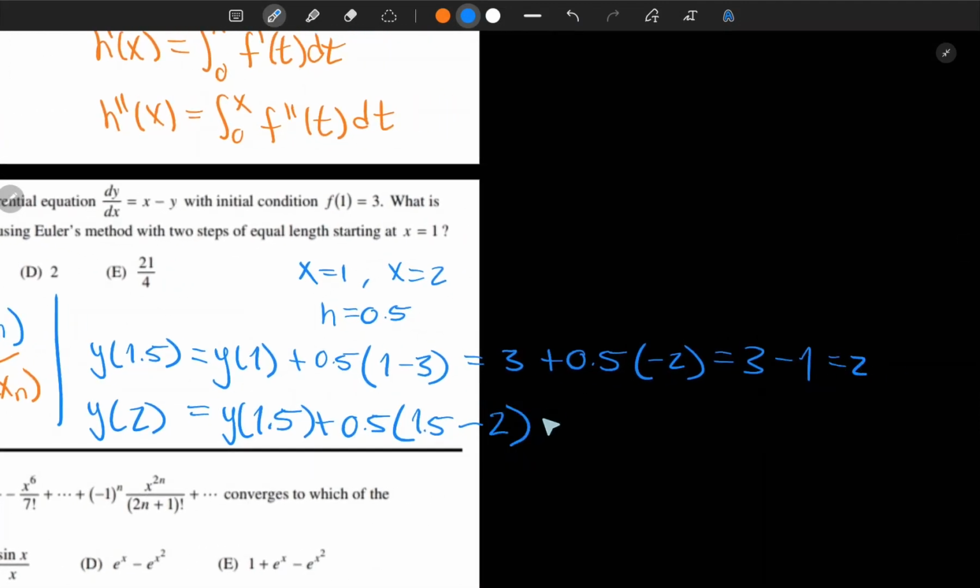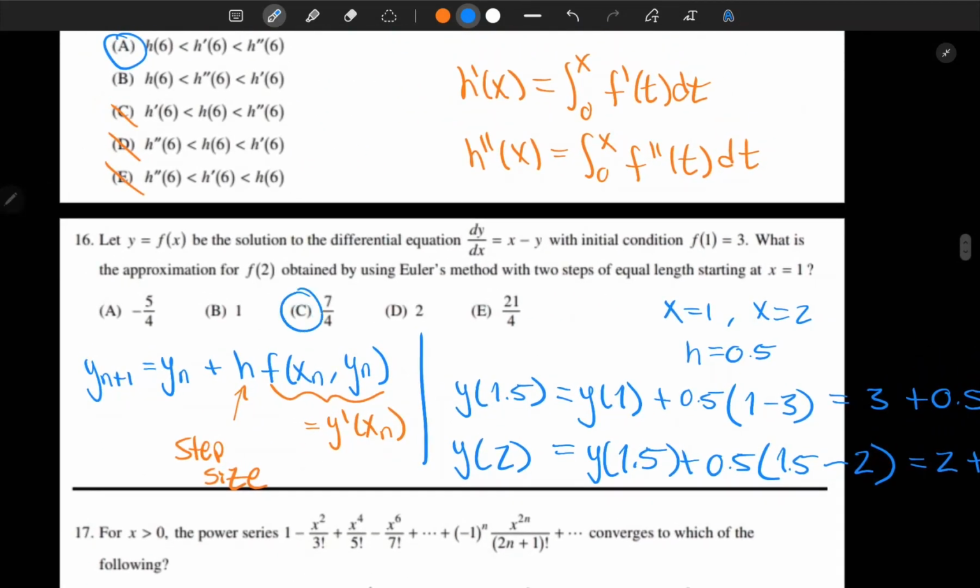So, computing this, we have, well, y of 1.5 is 2, and then we add 0.5 times 1.5 minus 2. Well, 1.5 minus 2 is negative 0.5. So the answer here is 2 minus, and then 0.5 times 0.5. That's equal to a quarter, or 0.25. So this is 2 minus 0.25, and that's equal to 1.75, or 7/4. So the answer here is C, 7/4.